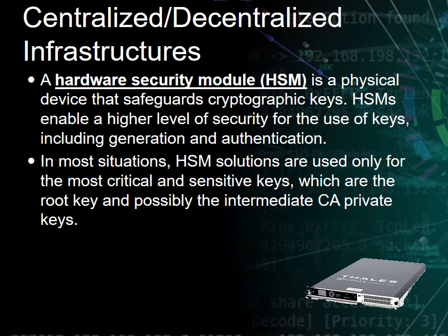So one of the approaches to a centralized public key infrastructure is the hardware security module, which is basically a physical device that safeguards cryptographic keys. Hardware security modules enable a higher level of security for the use of keys, including generation and authentication. In most situations, hardware security module solutions are used only for the most critical and sensitive keys, which are the root keys and possibly the intermediate certificate authority private keys.